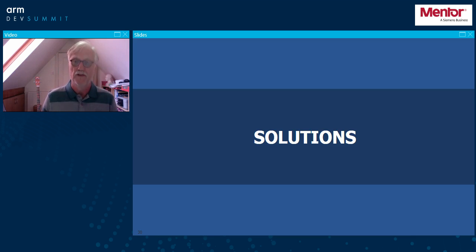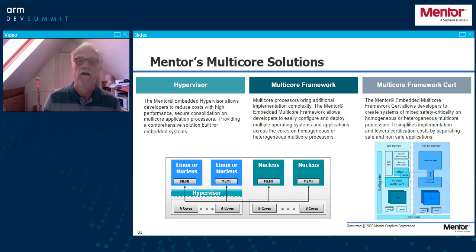Let's look at some real solutions to this kind of technology. So, our multi-core solutions. Mentor offers three particular components. There is the Mentor embedded hypervisor. This is a hypervisor, has all the functionality that I've talked about earlier, and is specifically designed for embedded applications. So it's not designed for single processor usage like some hypervisors are. It could be used in that mode, but it's designed for multi-core.